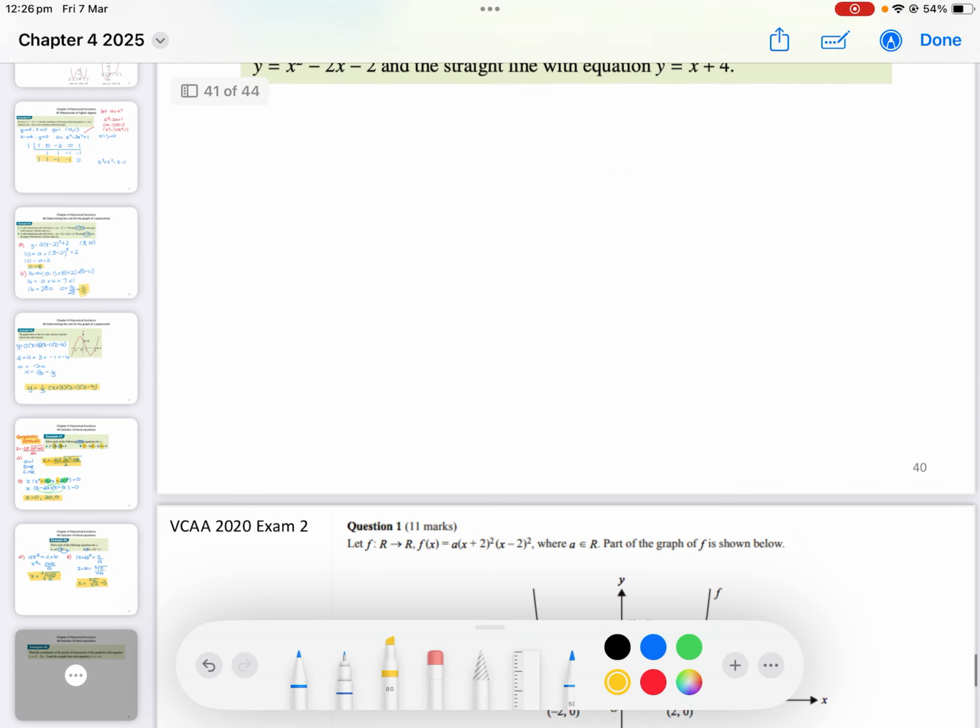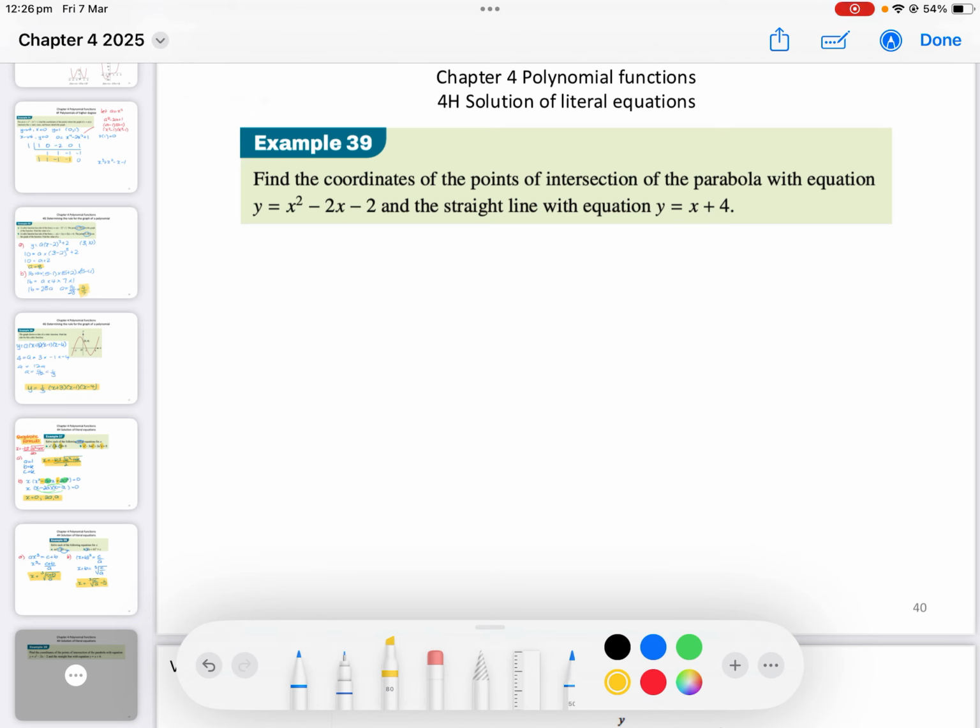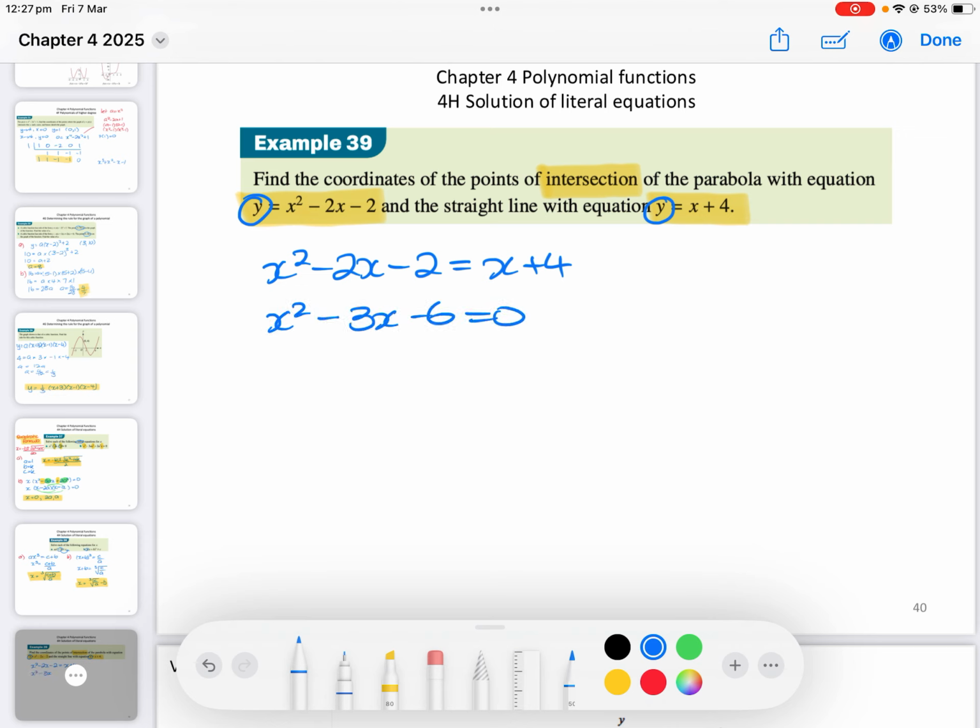And the last one, example 39, find the coordinates of the points of intersection. So we want to find where this parabola meets this line. Because this is y equals and this is y equals, by the substitution method, these are equal. x squared minus 2 equals x plus 4. Then we rearrange. x squared minus 3x minus 6 equals 0.